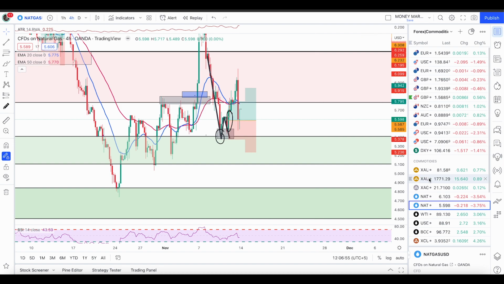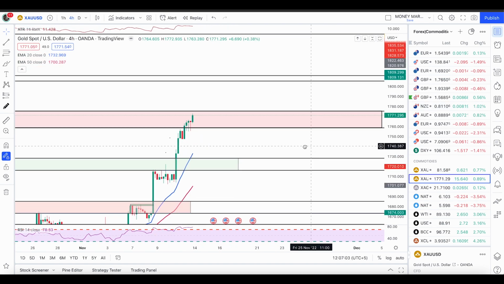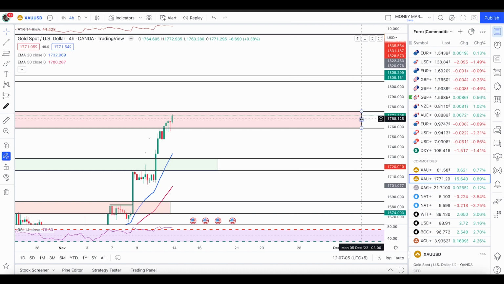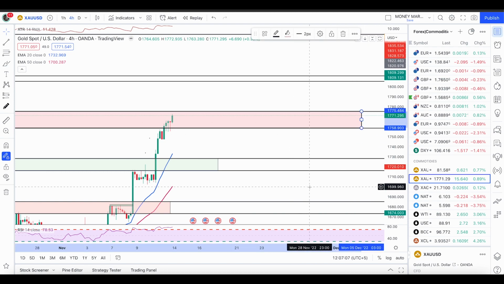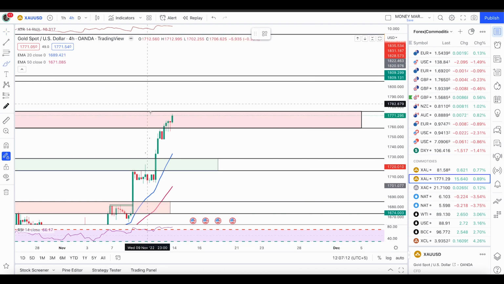Let's check gold. Okay, right here, gold is now in the major level of resistance, which is 1758 goes up to 1775. I've already informed this in my last video that I'm expecting a hit of this zone, and I'll be looking to take my sell trades right after the hit of this zone. Now we are in this zone.